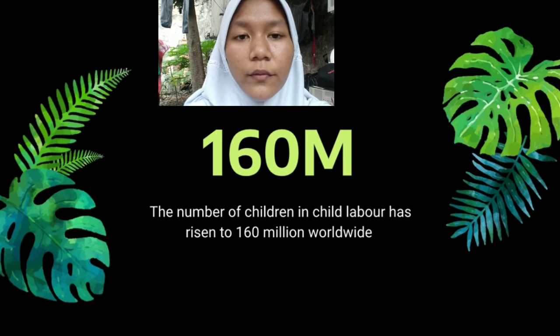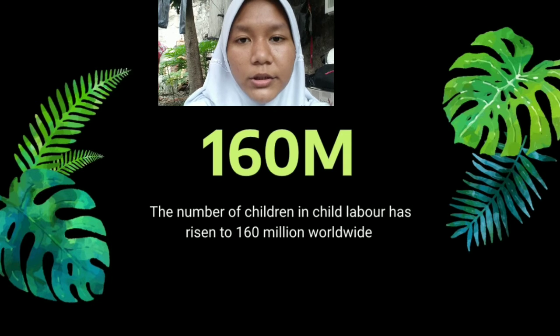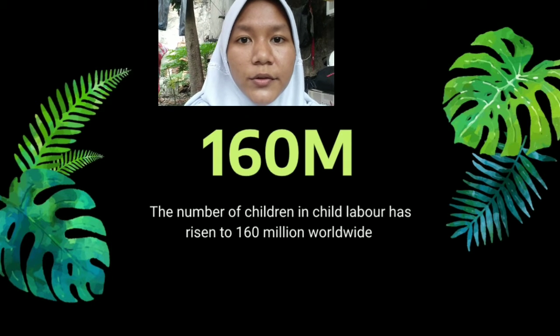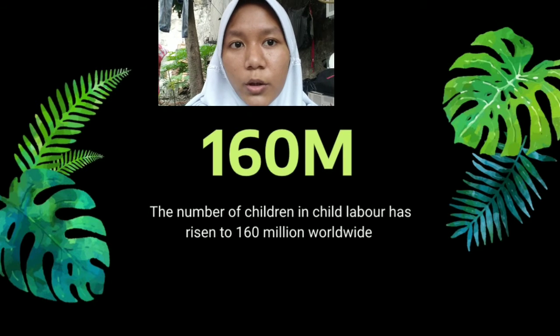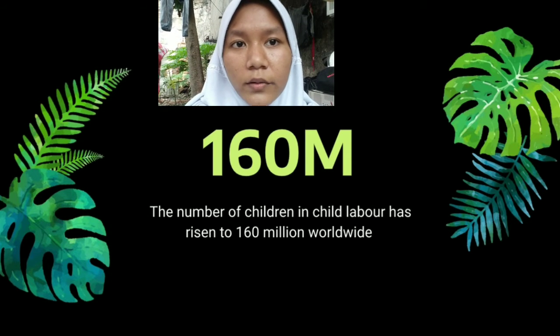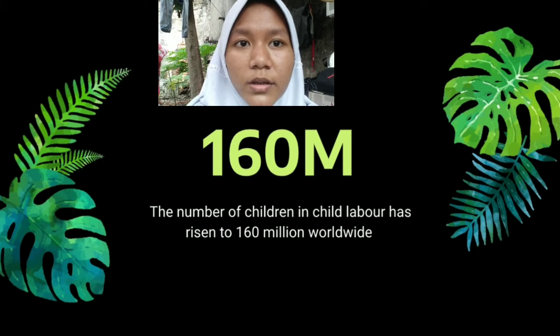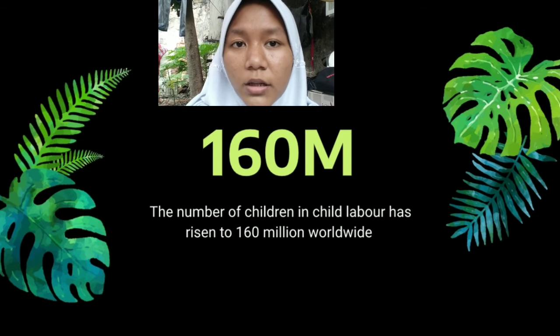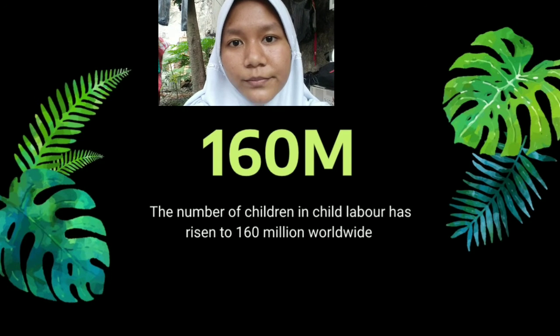an increase of 8.4 million children in the last 4 years. 63 million girls and 97 million boys were in child labor globally at the beginning of 2020, accounting for almost 1 in 10 of children worldwide. This report warns that global progress to end child labor has stalled for the first time in 20 years.